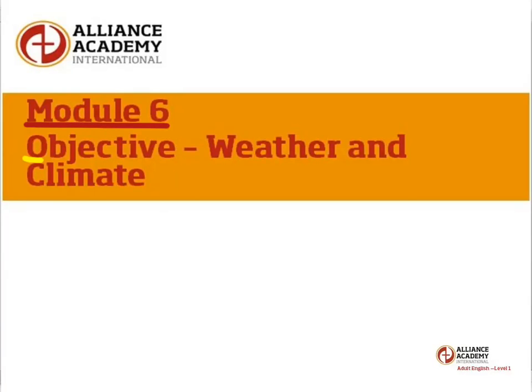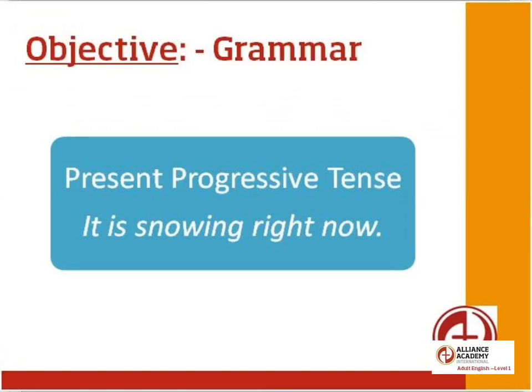And the objective of this video is to talk about the vocabulary, the verbs, the sentences that we will be using in Module 6 called weather and climate. The grammar objective for Module 6 is present progressive tense. Present progressive tense describes something that is happening right now. So here is an example of present progressive tense. It is snowing right now.